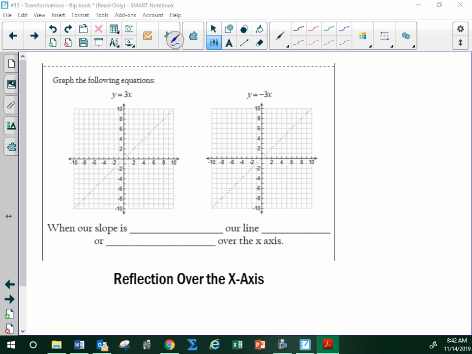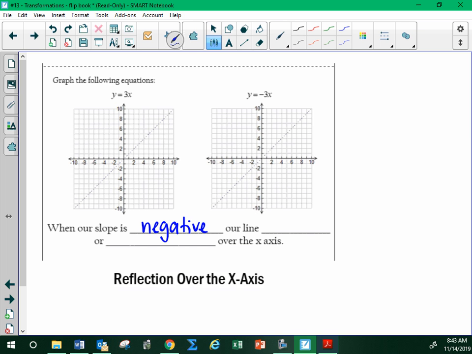With our reflection, what this does is it basically just takes the line and flips it across the x-axis. Here's my x-axis. So anything that's above gets flipped upside down, anything down below gets flipped up above. It's almost like there's a mirror here and it gets flipped across. When our slope is negative, our line reflects, or you might say flips, over the x-axis.